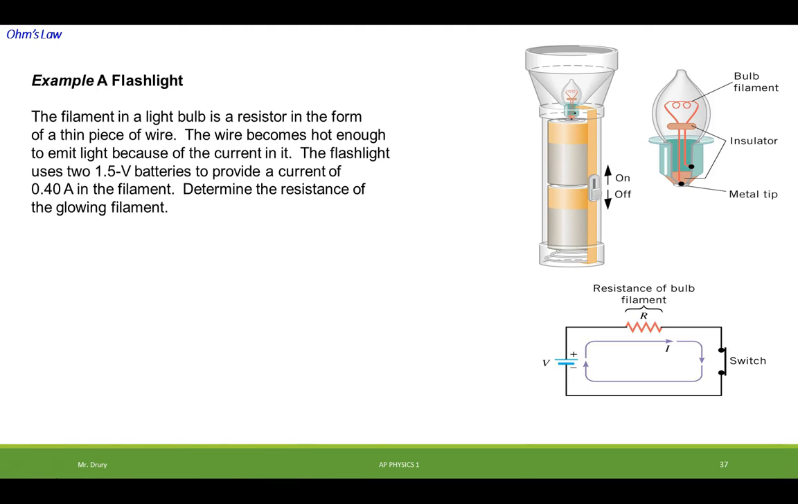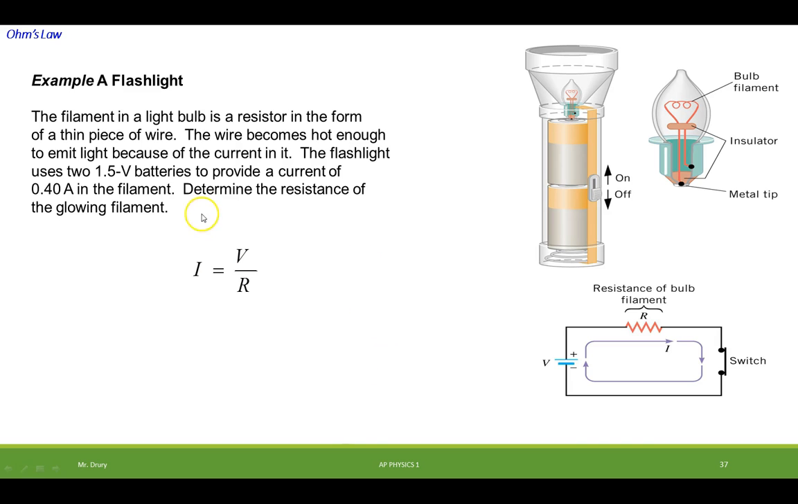So here's an example. A filament in a light bulb is a resistor in the form of a thin piece of wire. The wire becomes hot enough to emit light because of the current that goes through it. The flashlight uses two 1.5 volt batteries to provide current of 0.4 amps to the filament. Determine the resistance. So we're going to use Ohm's law to do this.